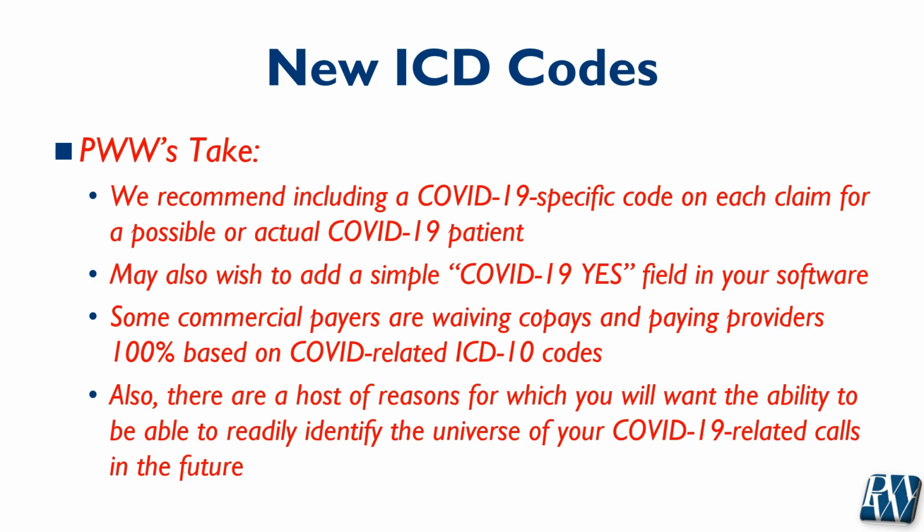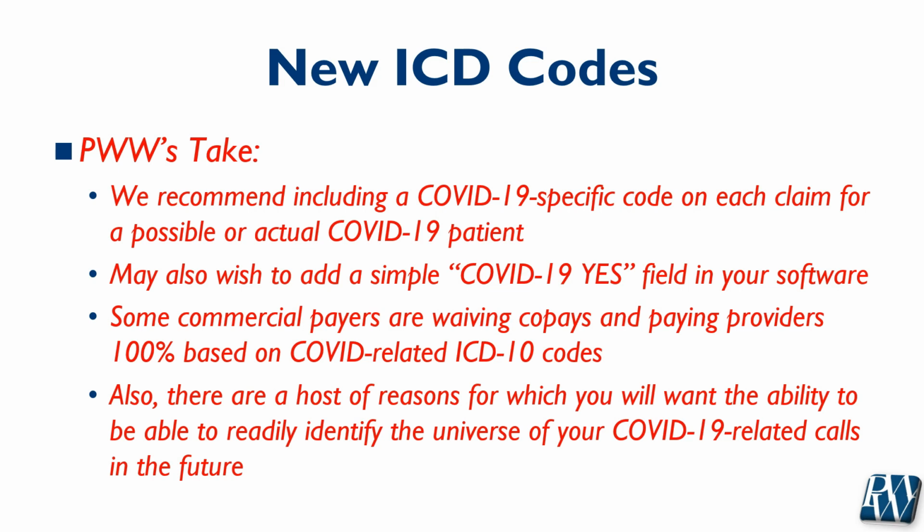Here's our advice. We recommend including a COVID-19 specific code on each claim. It's also a good idea to add a simple COVID-19 yes, no, or probable field into your software. And of course, we realize that your administrative rights may not give you this option, but it should be a fairly easy fix for your software company. So reach out to them and maybe suggest that. That could be something they could put together in fairly short order, and then have available for you at their next update.